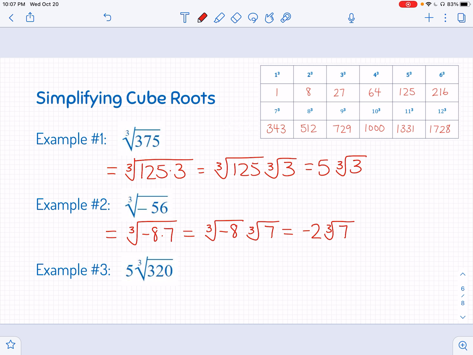In example 3, it works like the other ones where you kind of ignore the coefficient of 5 to start and then incorporate it more at the end. So in this problem, you would need to know what divides into 320. And again, this is one of those ones that may not be as familiar for you. So you could sit here and divide 320 by 216, or 320 divided by 125, 320 divided by 64. And when you get to that point, you'll see that 64 goes in there 5 times.